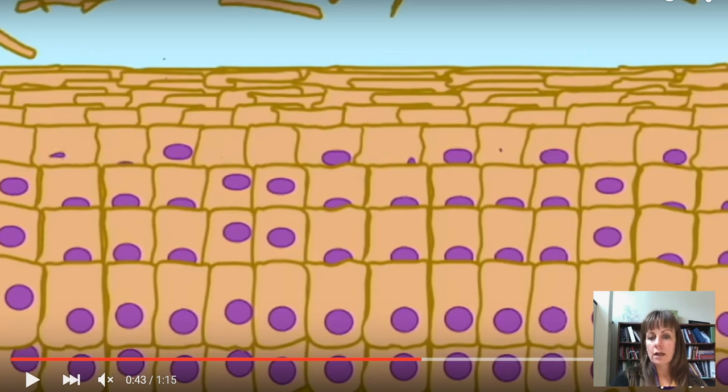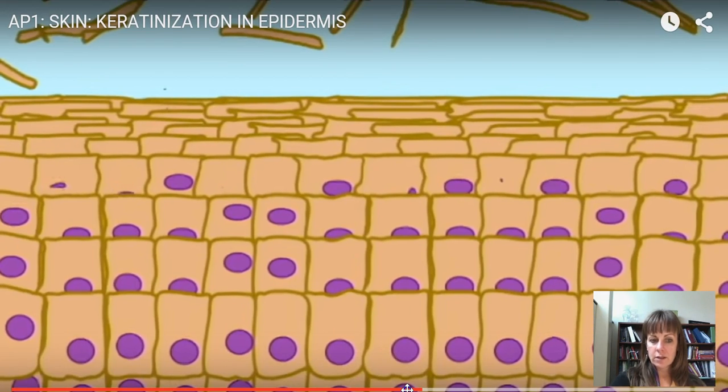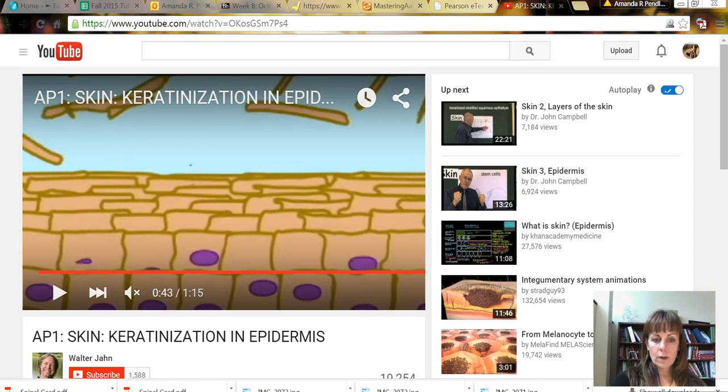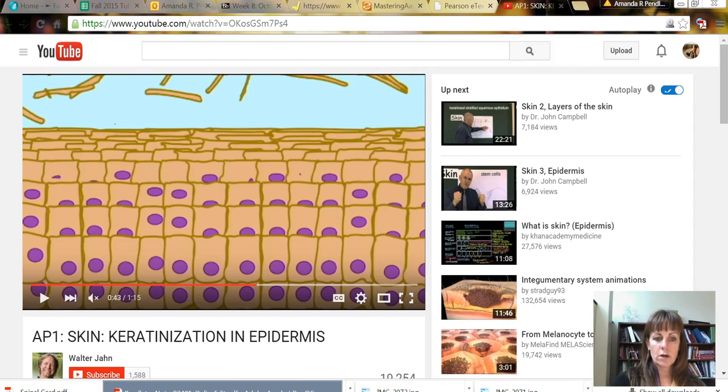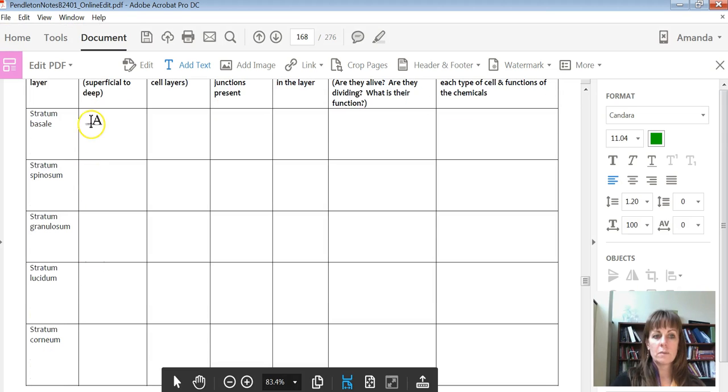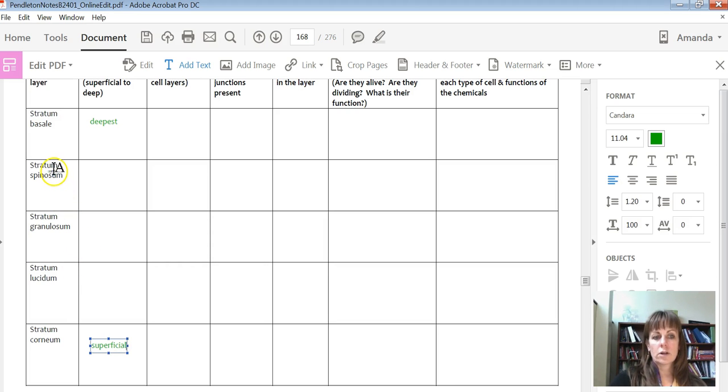So, let's go ahead and talk a little bit more about what's happening along here in this process. Okay. And so what I'd like to do is go ahead and move back to our notes packets. So if you remember, stratum basale is our deepest layer. Stratum corneum is our most superficial. And then these are in order going from deep to superficial.